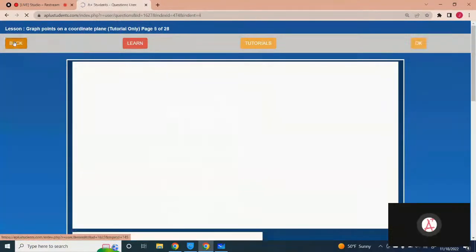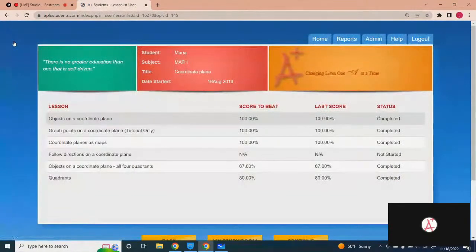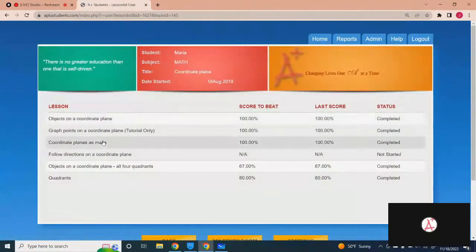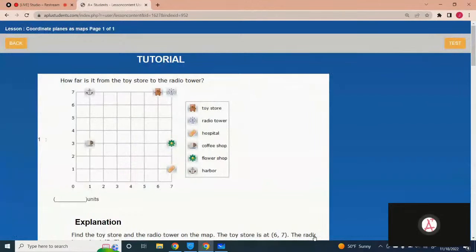The next topic is coordinate planes as a map. Okay, now we are going to see how we can use the coordinate planes as a map. Got it? Okay, how far is it from the toy store to the radio tower?